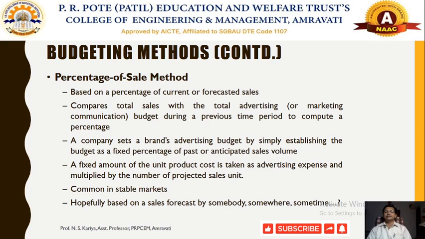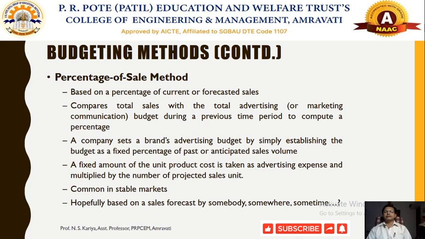If the company has made, say, 100 crore, out of which, say, 5% of sales, so 5 crore will be decided as a percentage of sales as an advertising budget for the company. This is called a fixed amount of unit product cost taken as an advertising expense and multiplied by the number of projected sales units. Now, in this percentage of sales method, after calculating the percentage of sales, how much total advertising is required depending on the per unit cost behind the advertisement expenses needs to be calculated, and finally it should be allocated to the media.